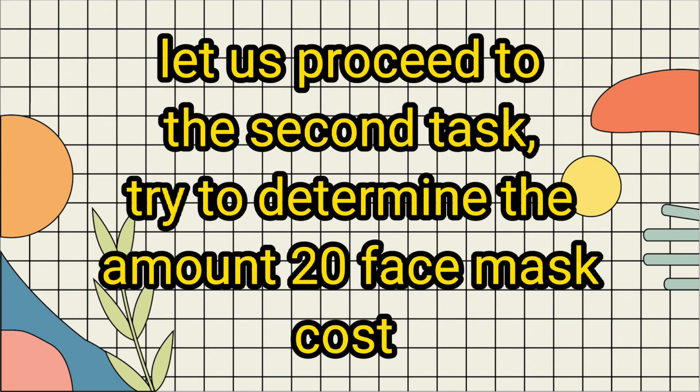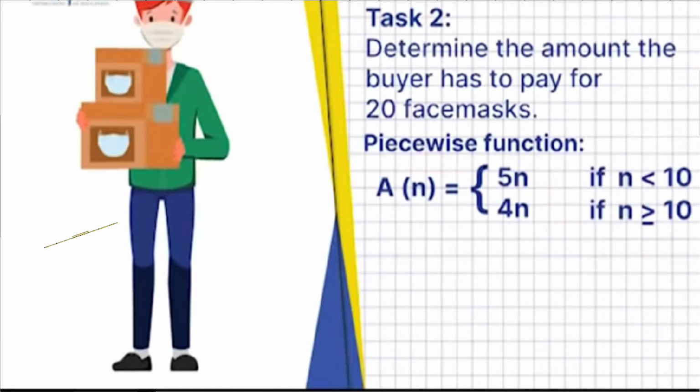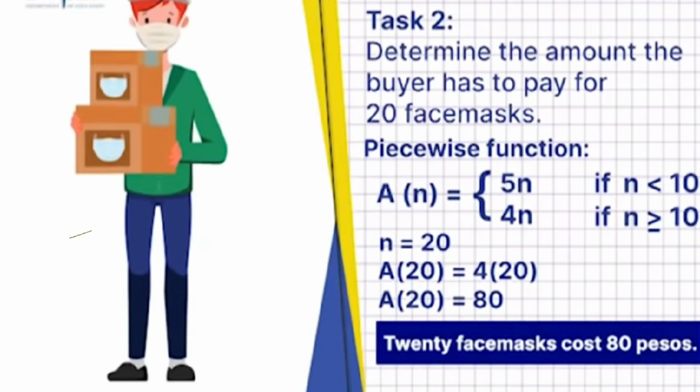Let us proceed to the second task. Try to determine the amount 20 face masks cost. Here we will evaluate the piecewise function. We take n equals 20 as our input. We take 4n for the price since 20 is greater than 10. Hence we will have a of 20 equals 4 times 20, and 4 times 20 is 80. 20 face masks cost 80 pesos, which is our output.